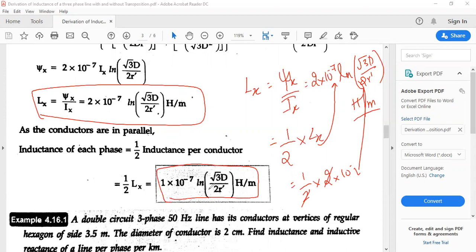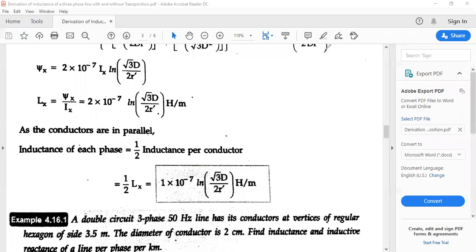So why did I generally take half of it? Because the conductors are connected in parallel. Once the conductors are connected in parallel, to find the overall inductance, you go for half of it. So assuming that the conductors are of equal value, the inductance of each phase can be obtained by half into inductance per conductor. This is how you come to this equation.